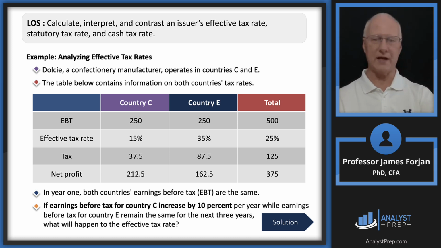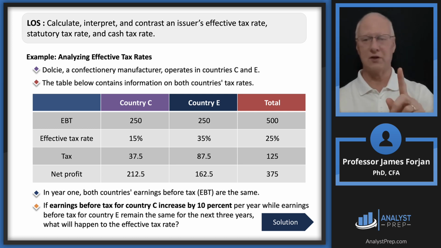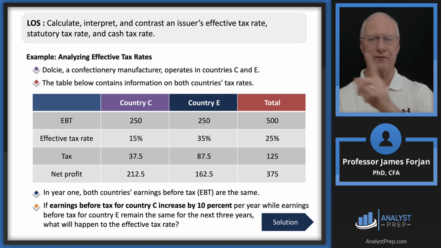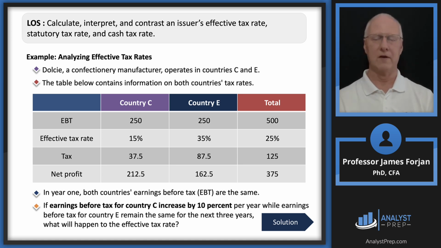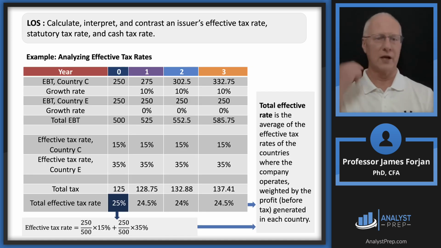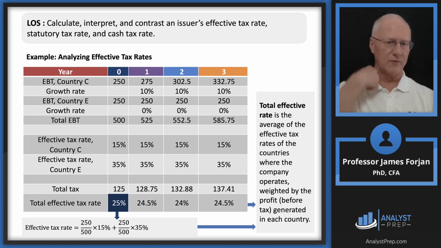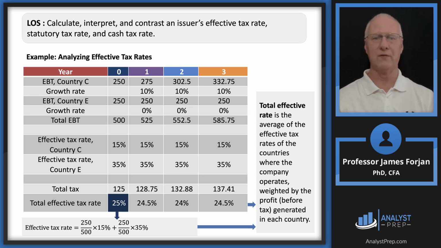So here's the deal. On the next slide, we're going to say, hey, suppose it's still 250 and 250, but suppose that country C sees its earnings before tax increase by 10%. So there we go. Look at country E. Look at the, what is that, third or fourth row. There's 250, 250, and 250. Country C goes up by 10%. So you have 250 to 275, et cetera.